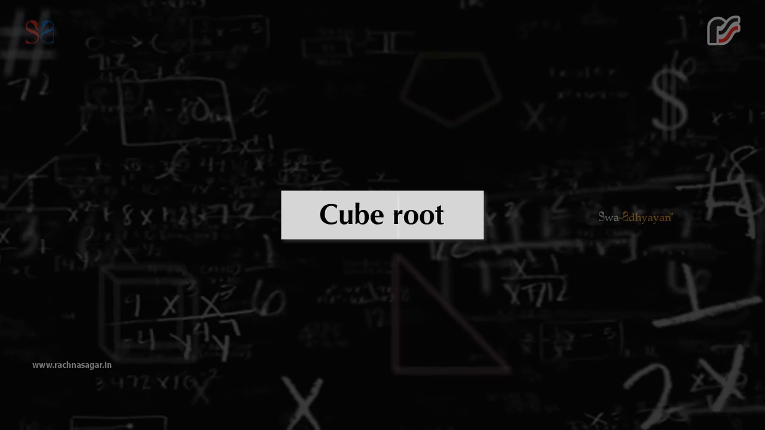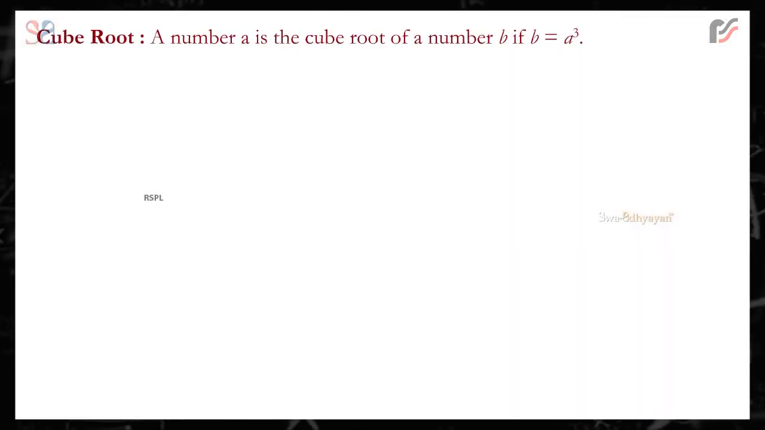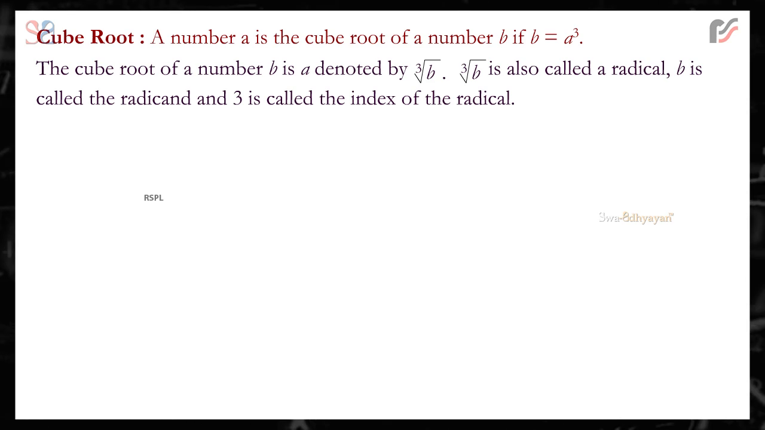Cube root. A number A is the cube root of a number B if B is equal to A raised to the power 3. The cube root of a number B is A, denoted by cube root of B. Cube root of B is also called a radical. B is called the radicand and 3 is called the index of the radical.